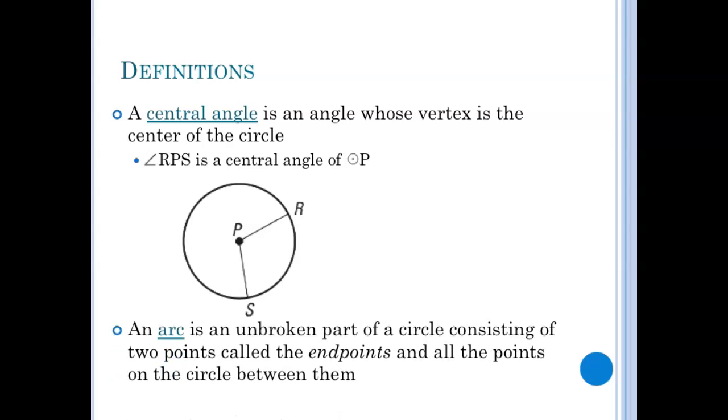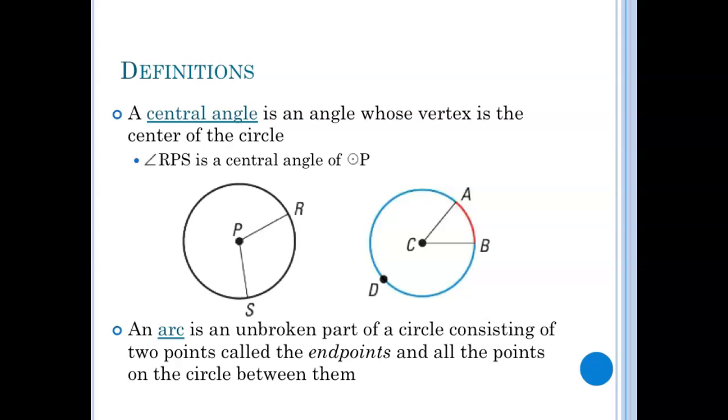Now an arc is an unbroken part of a circle consisting of 2 points called the endpoints and all the points on the circle between them. So for example here, we see this part that's highlighted in red, that is an arc, because this is an unbroken part of a circle. So it's only part of a circle, but it's one continuous section, and it consists of 2 points called the endpoints, so A and B, and all the points on the circle between them.